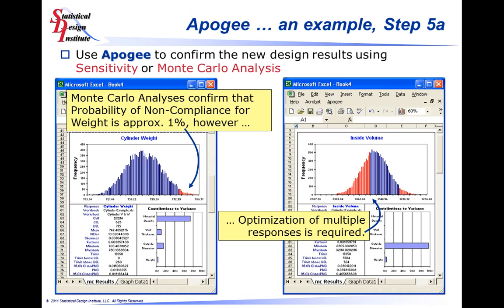Now then, if we have determined a set of tolerances that satisfy maybe our 1% probability of noncompliance for the weight, now then, what's the result of these conditions on the other characteristic of the design, which is the inside volume? In this case, we find out that we did well in one, but now we're at about a 40% probability of noncompliance on the inside volume condition. So we improved one and severely degraded the other.